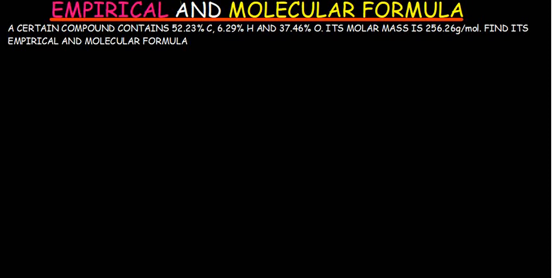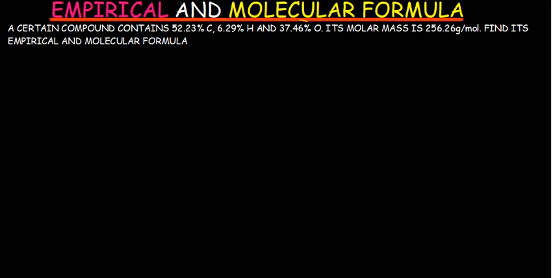So we've already said empirical formula is the simplest formula, just showing simple number ratios, while molecular formula is formula that is showing the actual atoms that have participated in forming that compound. So a certain compound contains 52.23% carbon, 6.29% hydrogen, and 37.46% oxygen.